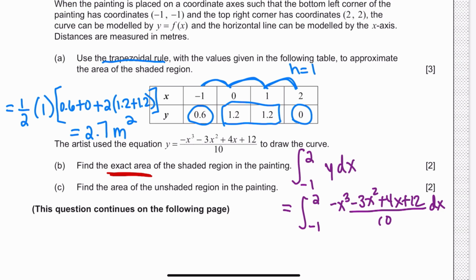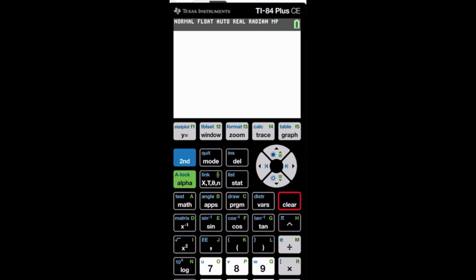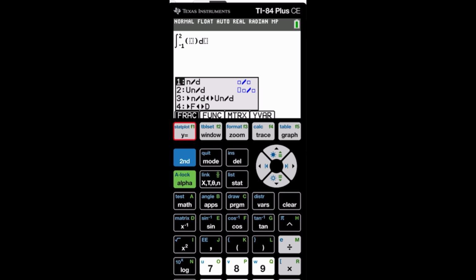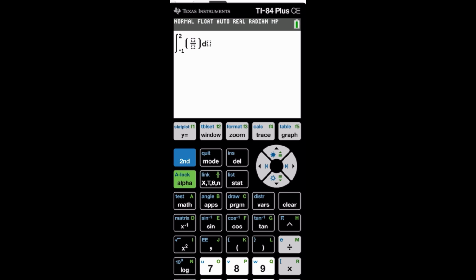So let's go ahead and go to the calculator, and then you're going to copy down exactly what the calculator gives you because they say they want the exact area. Okay, so once you're in the calculator, you're going to go to math. You're going to come all the way down to number 9, which is your finite integral. You're going to enter the lower bound as -1. The upper bound is 2. And now you're going to enter the entire equation that they gave you, which looks like a fraction. So I'm going to go to alpha y equals to put this as a fraction so I don't make a mistake. And I'm going to type it exactly as I see it.